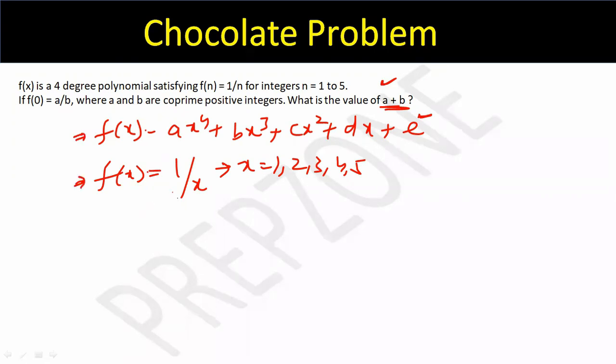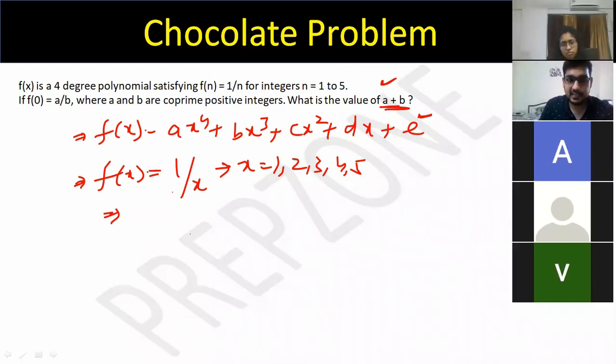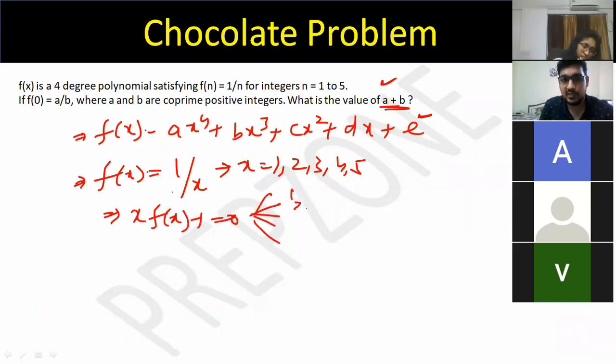Fx is equals to 1 by x. So if I have to rewrite this, can I rewrite this as x into fx minus 1 equals to 0 has 5 roots, 1, 2, 3, 4, 5, because x fx minus 1 is equals to 0. This only holds true for x equals to 1, 2, 3, 4 and 5, and for no other values this will hold true. So now if you see, what is this x into fx? Fx was a polynomial 4 degree equation. If you multiply that with x, this will again become a 5 degree equation.